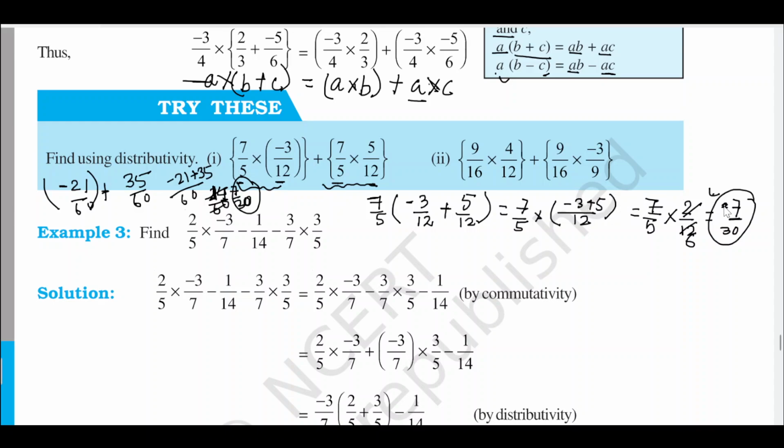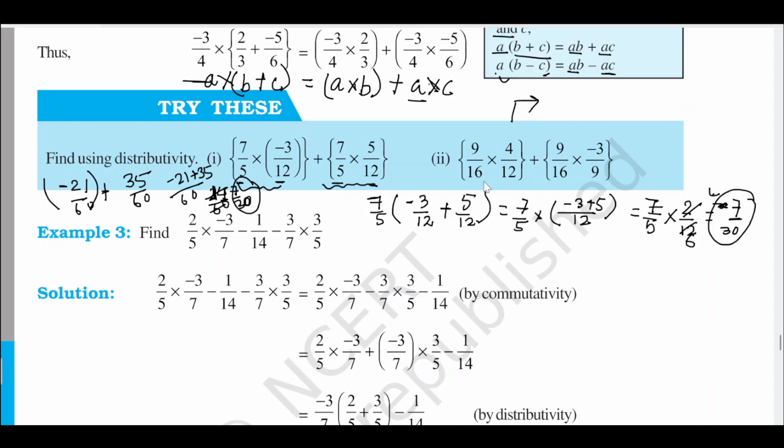Minus sign is not there because 5 minus 3 is 2. Okay, so minus 1 by 7, 7 by 30, both sides we are getting. So we just reversed back the distributivity property. Similarly, for this example, we'll find out.